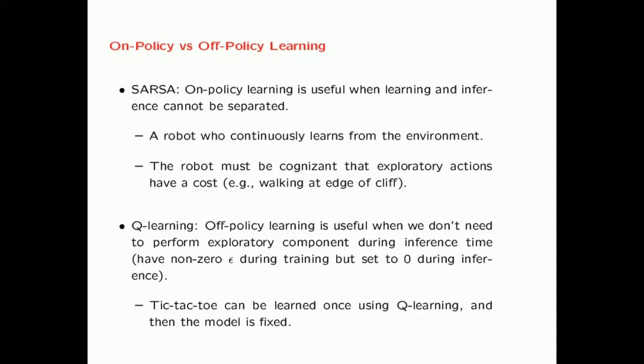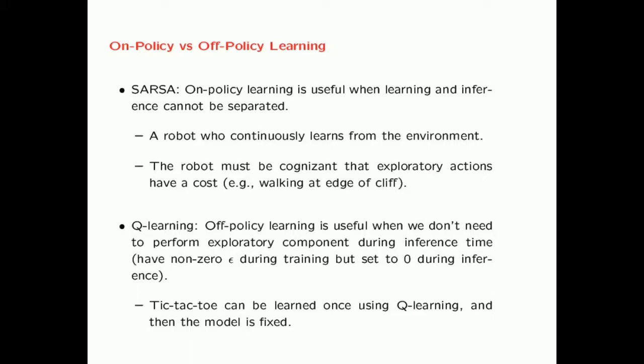However, in the case where you cannot cleanly separate the inference from the training time, where they are always occurring together, it is actually dangerous to use off-policy learning, because in that case what's going to happen is that even though it's the shortest path to go along the edge of the cliff, from time to time epsilon greedy tells your robot to take a random action, and from time to time it's just going to jump off the edge of the cliff.